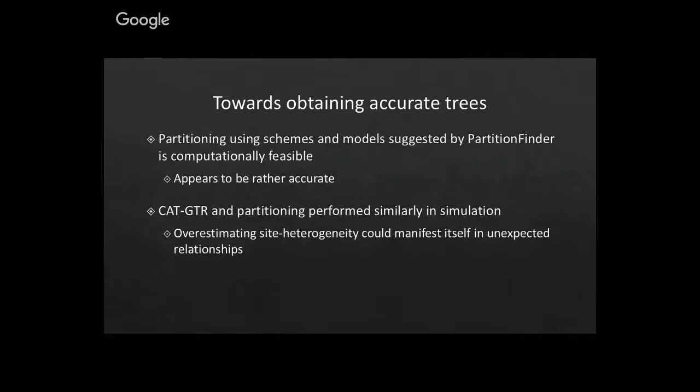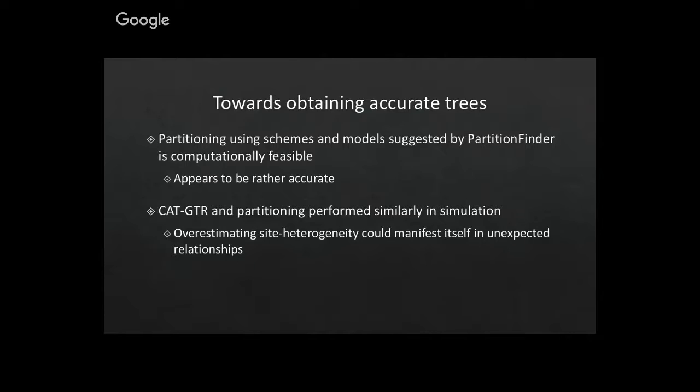And some broad recommendations. I do think that partitioning appears to be rather accurate. Are there situations where partitioning may fail? Absolutely. But clearly there are also instances where site-heterogeneous models will fail. And so I think the tone of some papers and literature really seems to come off as though site-heterogeneous models are nearly infallible, and that certainly doesn't seem to be the case. And I think it's also worth taking into consideration what is actually computationally feasible with the computers that we have available.